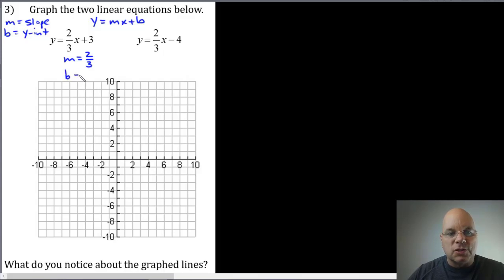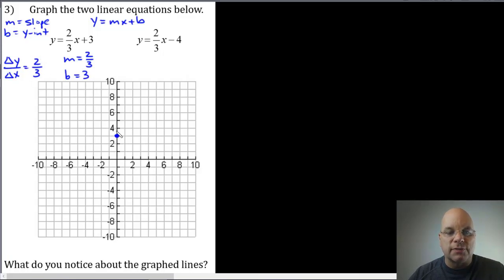And the y-intercept is positive 3. So I'll start by plotting the y-intercept, because that's the point at which the line intersects the y-axis. So there's a point here at positive 3. And then if the slope is 2/3, remember slope is change in y over change in x. And so if that's 2/3, I just need to go from the point I plotted, the y-intercept, or any point on the line, and I need to move according to this change in y, change in x.